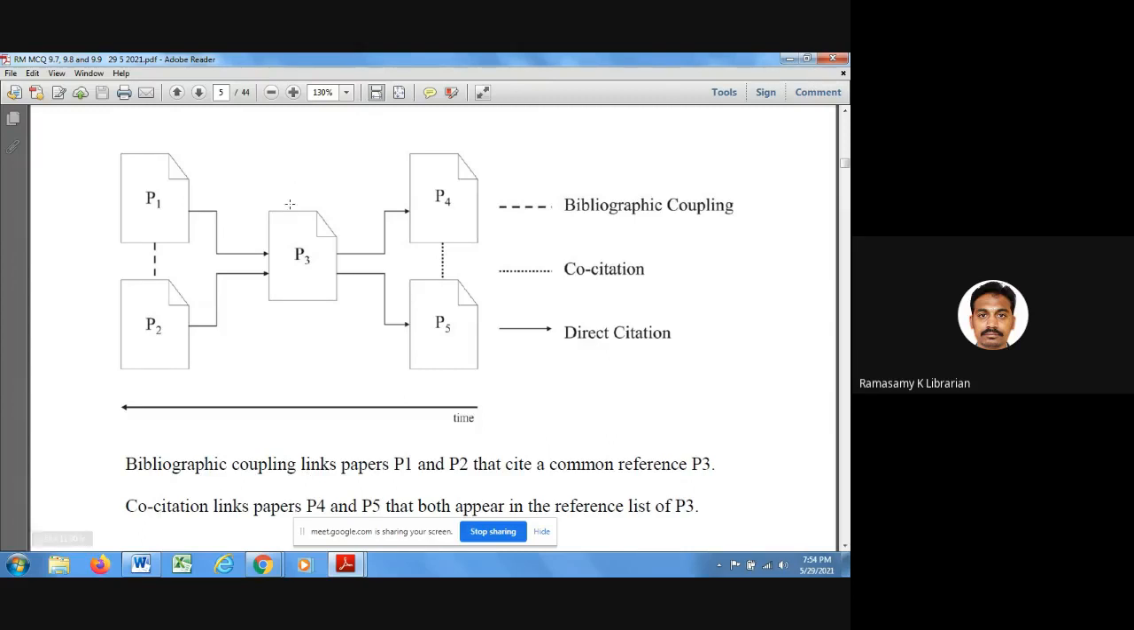For example, if you take a paper called P3 and if you check the list of references, these P4 and P5 are always quoted together. So these P4 and P5 are cited together in P3. So that means P4 and P5 are co-cited. Fine. That's the difference between bibliographic coupling and co-citation.